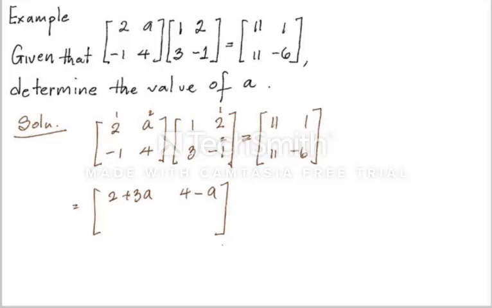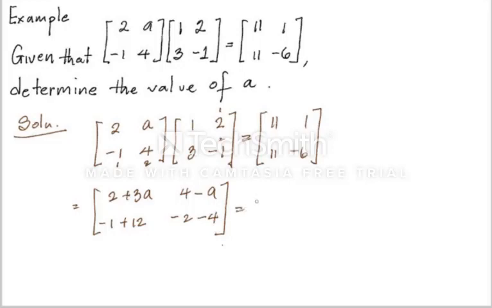All right. So let's go down to the bottom row. Minus 1 times 1 is minus 1, and 4 times 3 is 12. Move over to the right column. Minus 1 times 2 is minus 2, and 4 times minus 1 is minus 4.